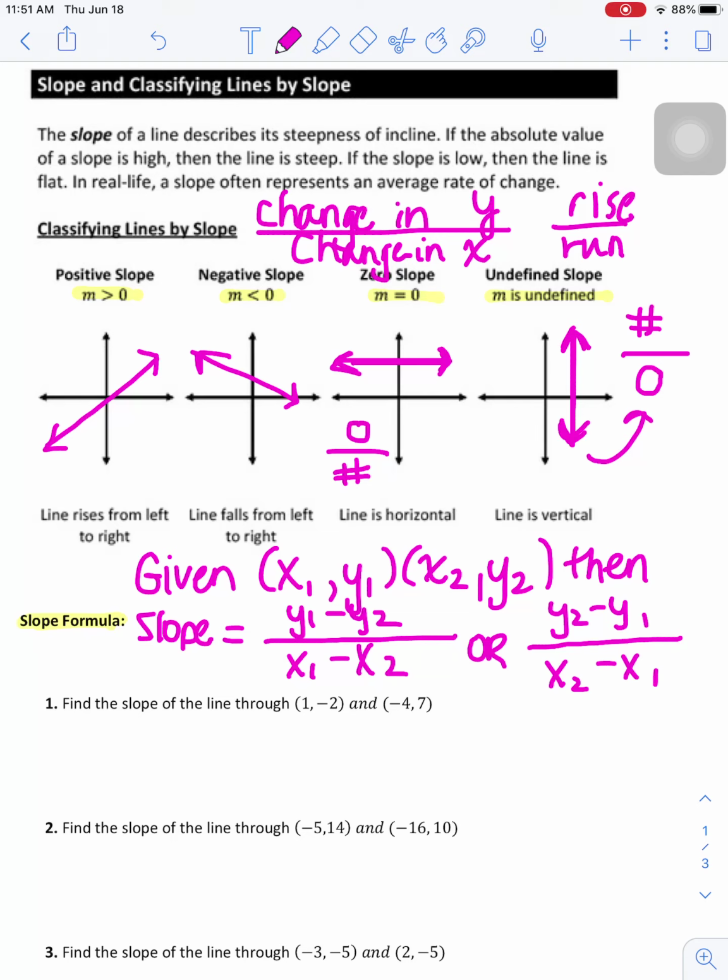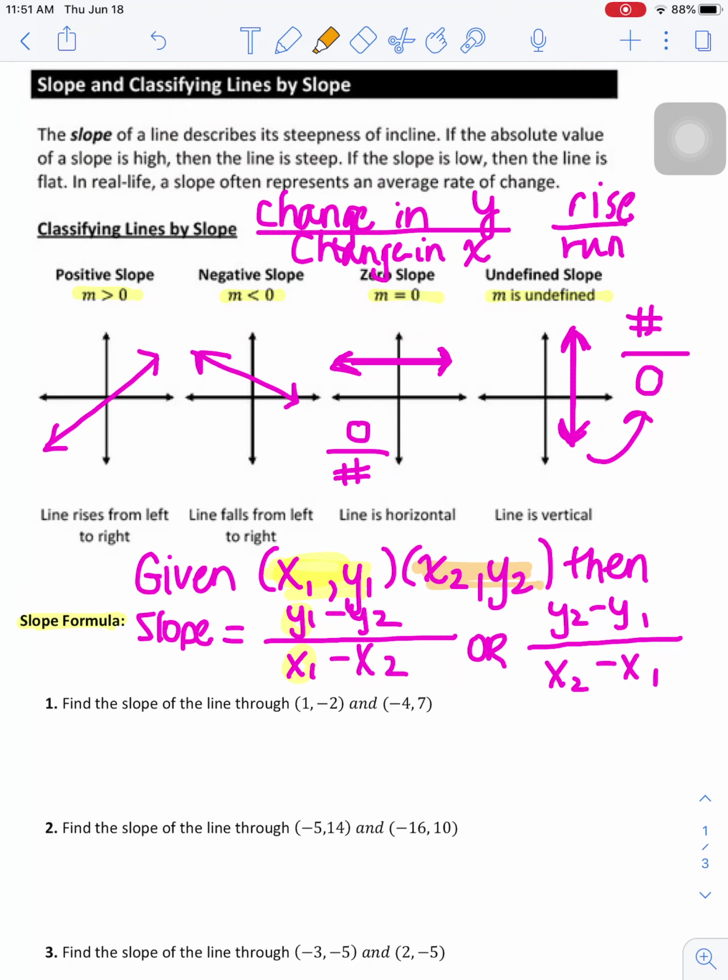It doesn't matter which formula you use. The thing that matters is that whatever point you start with in the subtraction process, you use in the denominator as well. So if you look at the first formula of y1 minus y2, that meant we started with the first point. So that means we have to start with the first point in the numerator, first point in the denominator.